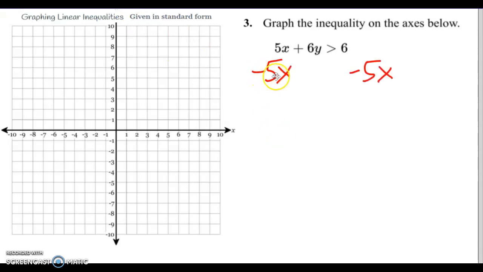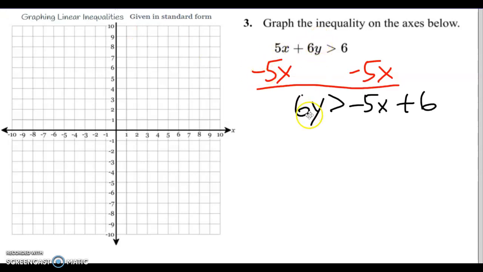So I got negative 5x. I'm going to subtract negative 5x. I'm trying to isolate the y here. So we got negative 5x. I bring down the 6y is greater than negative 5x plus 6. I just move that negative 5x in front of the positive 6 here.